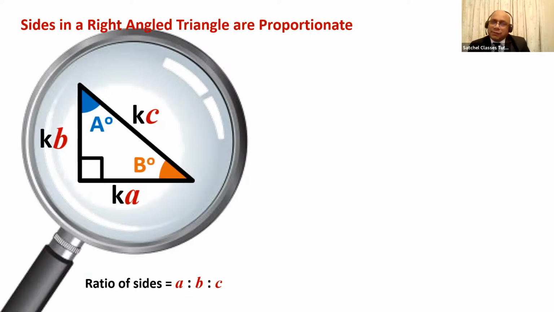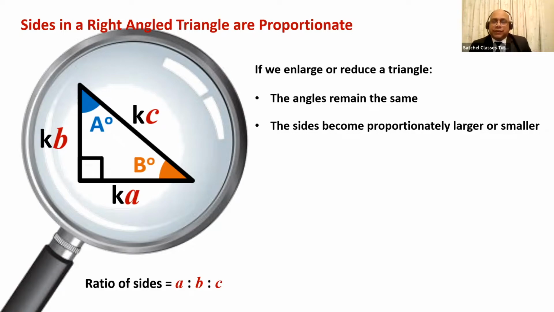However, the sides may increase or decrease proportionately. So all the sides get multiplied by the same factor, which in this case is k. Correct? So that's a basic rule. If we enlarge or reduce a triangle, the angles would always remain the same, but the sides may become proportionately larger or smaller. So what is the ratio of the sides in this big triangle now? The ratio of the sides is Ka is to Kb is to Kc. Because k is the common factor across all the ratios, I can divide by that and simplify it to A is to B is to C, which was the same as we had before we enlarged the triangle, right?